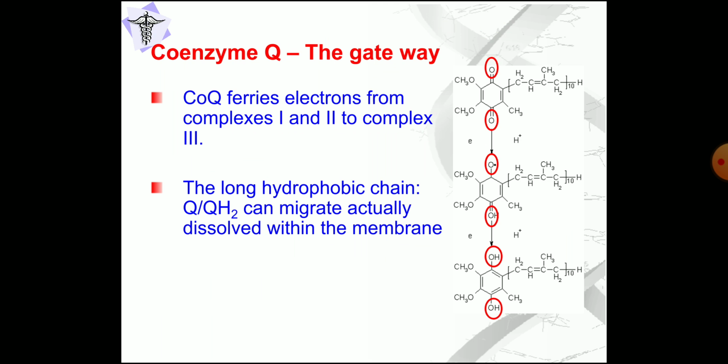Then coenzyme Q ferries the electrons from complex 1 and 2 to complex 3. So that we already mentioned. It transfers the electrons from complex 1 and 2 to complex 3. It has a long hydrophobic chain, and QH2 dissolves within the membrane, so it can migrate. That is why it is called the mobile carrier.